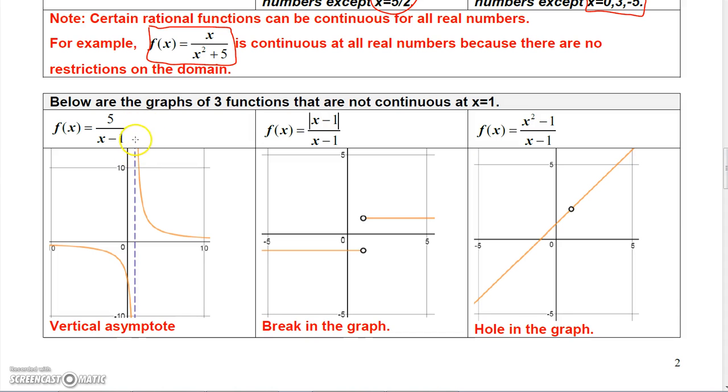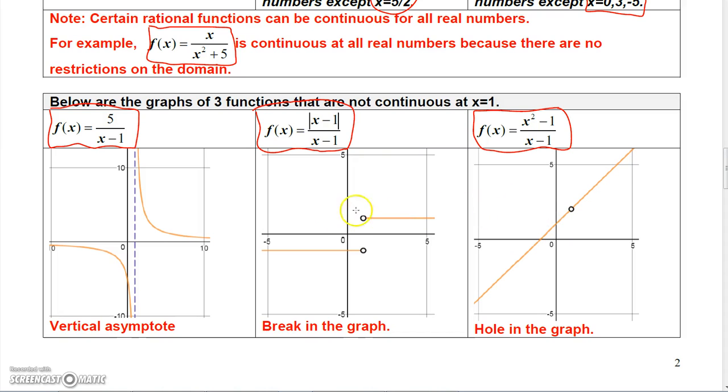Okay, I'm going to wrap up part one of this section with three examples. All three of these functions are discontinuous, or not continuous, at 1. This function is not continuous at 1 because you have a vertical asymptote at x equals 1. This function is not continuous at 1 because you have a break in the graph at 1. And this function is not continuous at x equals 1 because you have a hole in the graph at x equals 1. So those are the reasons for each of these functions.